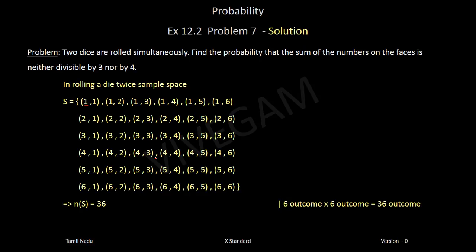Okay. So n of S is how many? 1, 2, 3, 4, 5, 6. And how many rows are there? 1, 2, 3, 4, 5, 6. So 6 into 6, 36 rows. Another way of calculating: the first die can give you 6 outcomes, right? It can give you 1 or 2 or 3 or 4 or 5 or 6. Similarly, the second die also can give you 6 outcomes. So the total will be 6 into 6, 36 outcomes. Right. Now the sample space is done.